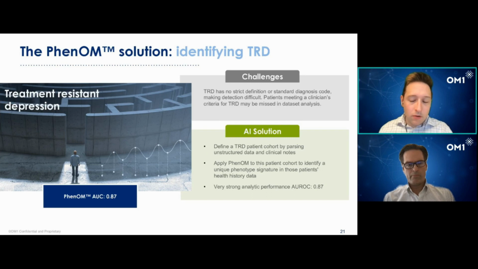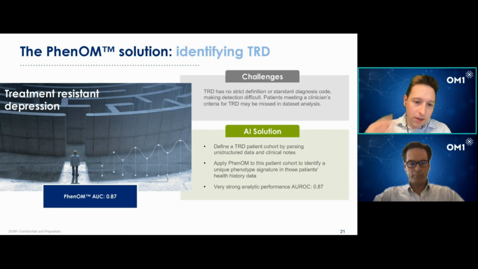And again, similar kind of concept to in AAA. We do our statistical performance testing here. For those in the audience who may be familiar with this AUC metric, we use that to measure how good this profile is at distinguishing these patients from other patients with depression.